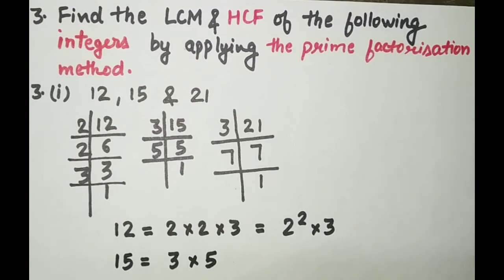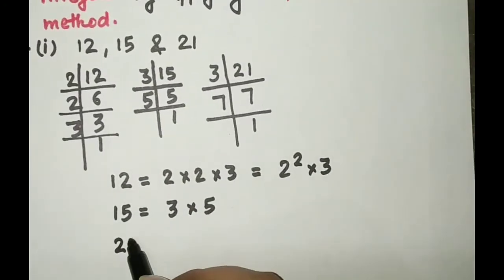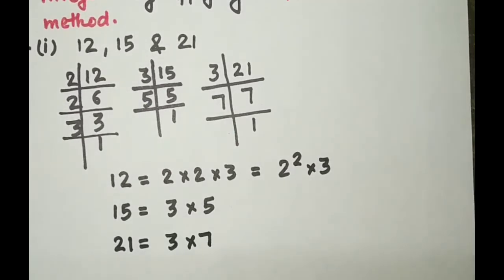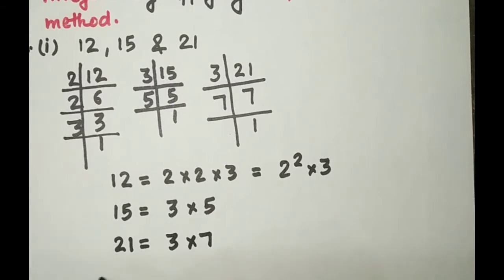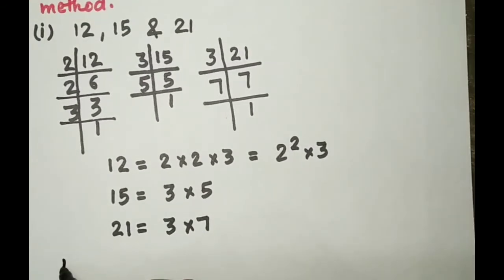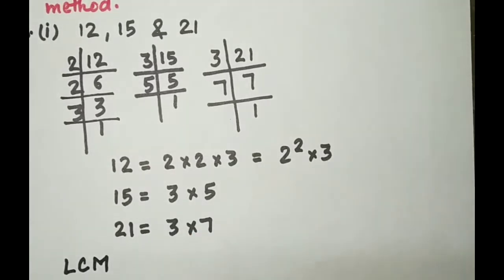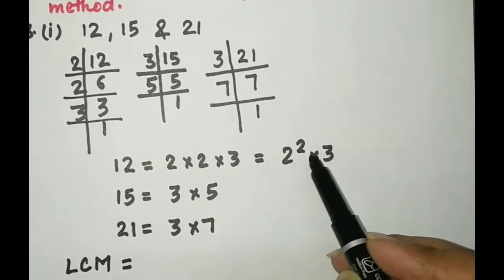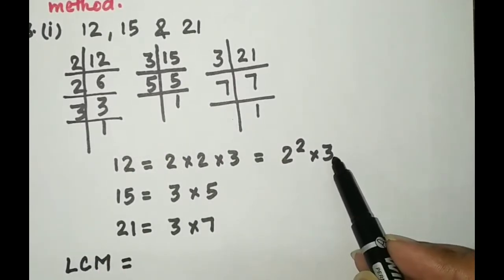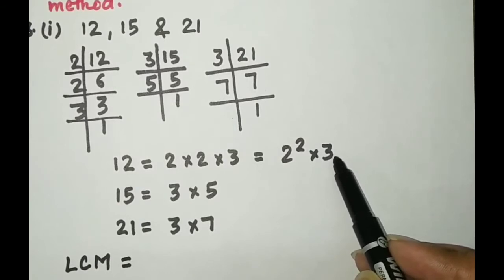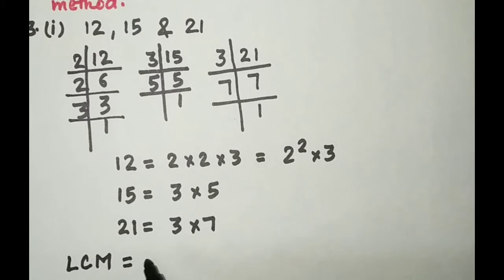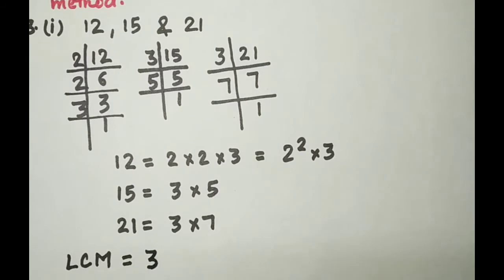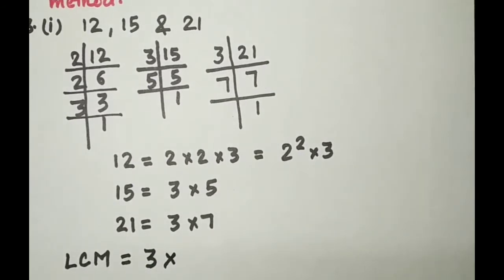Prime factors of 21 is 3 multiply by 7. Okay, firstly we have to find out LCM of these three numbers together. We will take common prime factor. Common prime factor is 3. Here also 3, here also 3. So we will take common prime factor only one time, 3. Multiply. Now we will take remaining numbers.